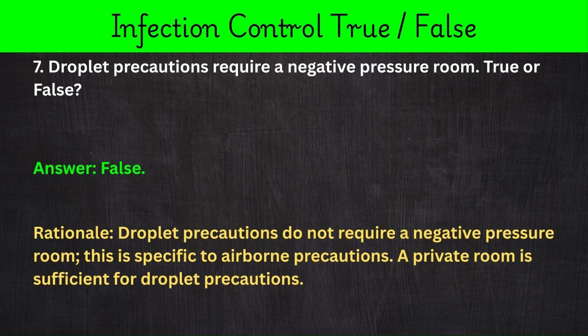7. Droplet precautions require a negative pressure room. True or false? Answer: false. Rationale: droplet precautions do not require a negative pressure room. This is specific to airborne precautions. A private room is sufficient for droplet precautions.